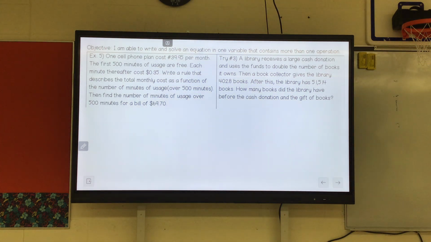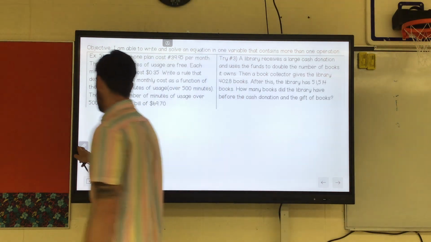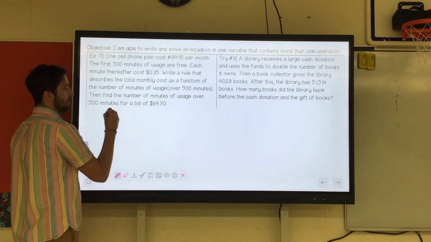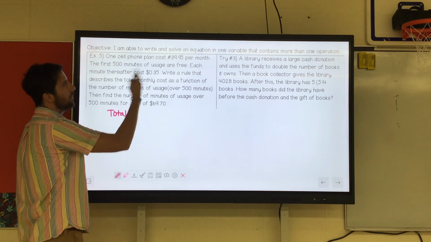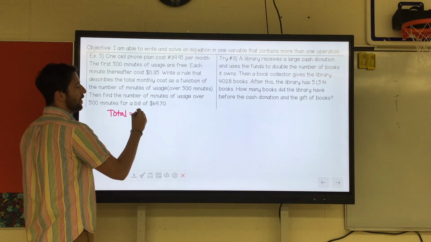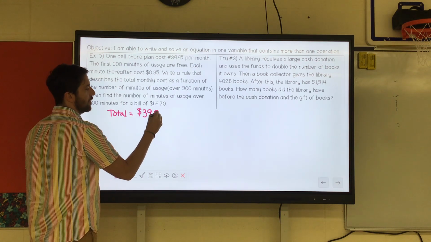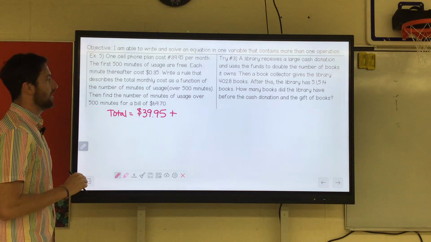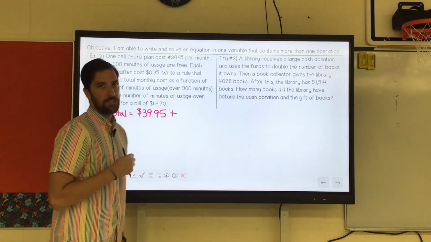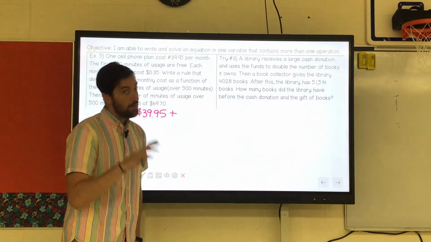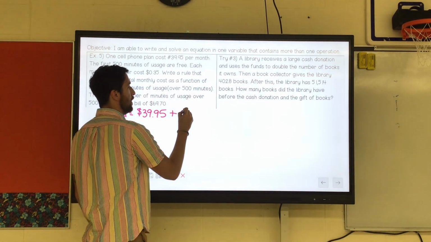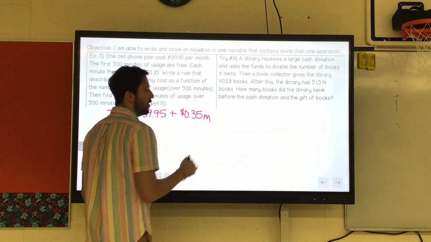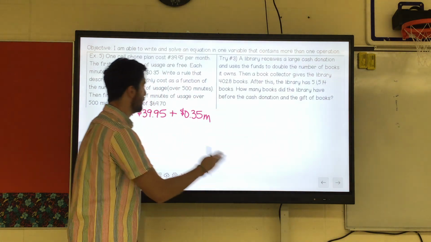So if we were to just create an equation here, our total monthly cost is going to be, we have to pay the $39.95 regardless. Plus, we also have to pay for the additional minutes, anything over 500 minutes. Now, each one of them is 35 cents. When you see words like each or per, that usually indicates multiplication. So we're going to do 35 cents times the number of minutes over 500, right? Our first 500 are covered.